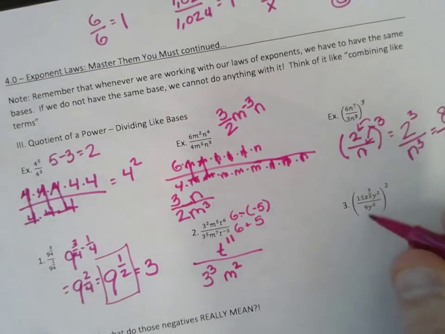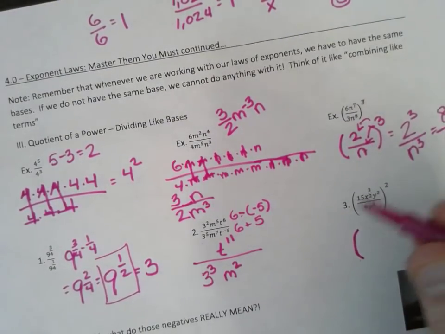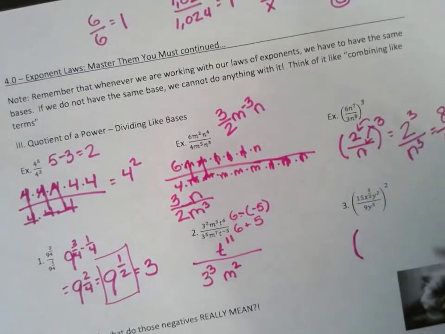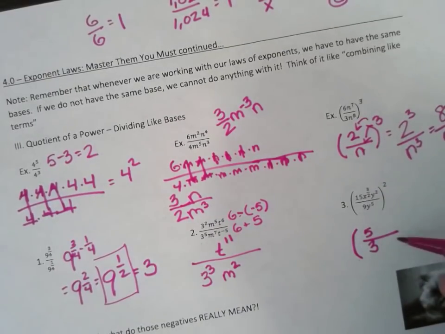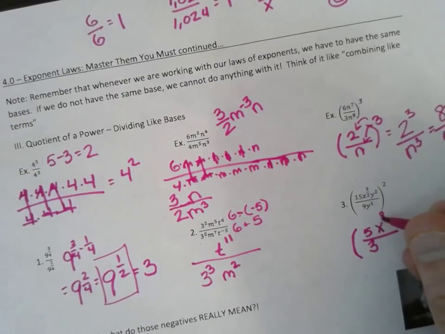15 divided by 9 is not going to be an integer, so I'm just going to reduce this. 15 and 9 are both divisible by 3, so that's going to be 5 over 3. There's no other x. I don't have an x in my denominator. All I have is a y down there. So I am not going to be doing anything with this x to the 3/2.